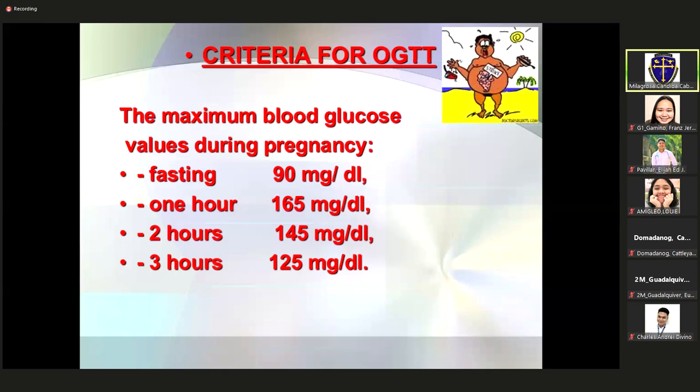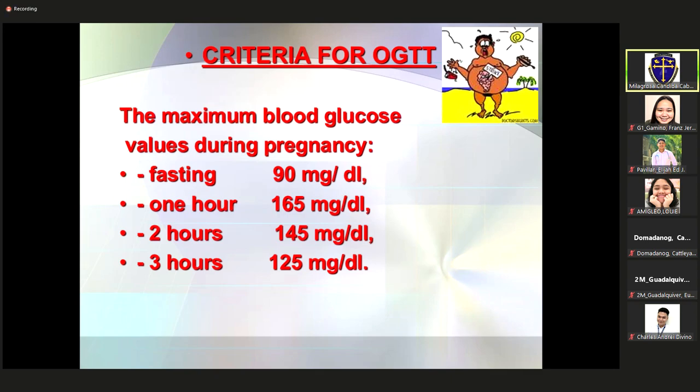Alright? Then, you are made to drink 75 grams. Ito yung OGTT, guys. 75 grams. Then, after an hour of the 75 grams of glucose, a blood sample is extracted again. So, ito yung mga result niya dapat, guys.